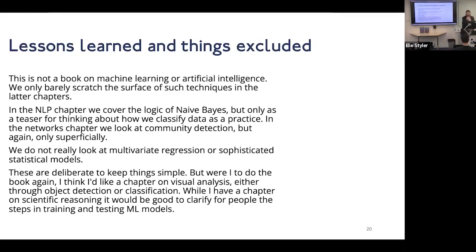I mean, in the NLP chapter, we cover naive Bayes, which is super basic, but that's the point. I just want it to be super basic because I want to get you into the notion that you can classify things and some classifications work better than others. And then you go out and use the heavy duty classifiers. We don't really look at multivariate regression, but we do look at how to manage when we have three variables and how to use one variable to compare between the two of them. They're deliberately there to keep things simple. It's not meant to be a text on stats. It's meant to be a text to help you feel comfortable wielding data and making comparisons.